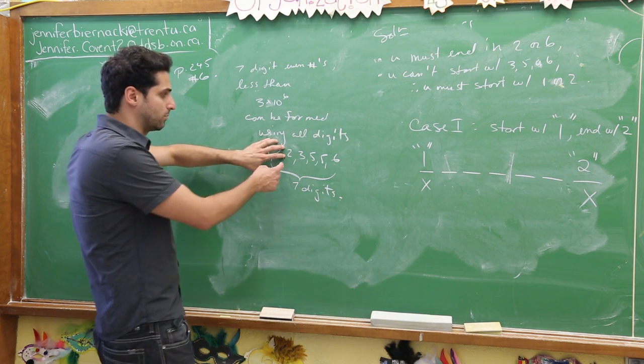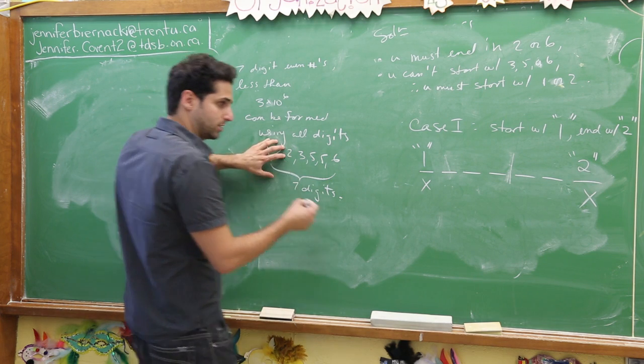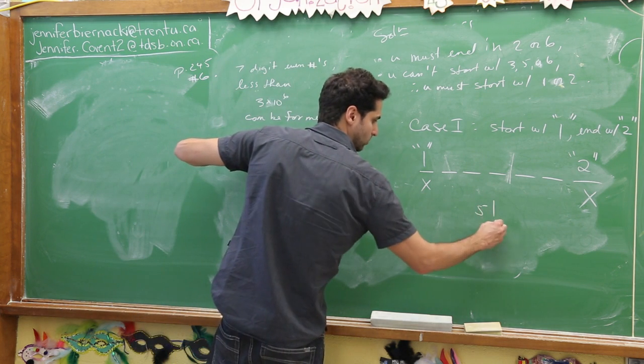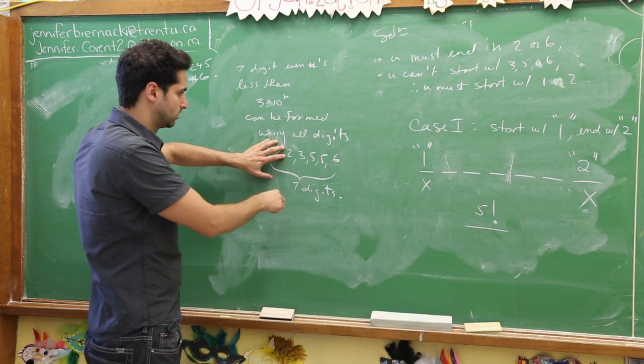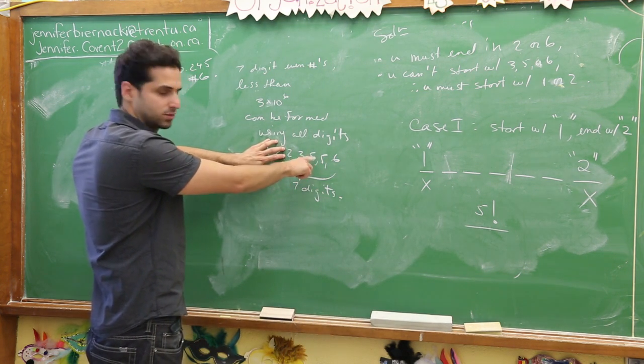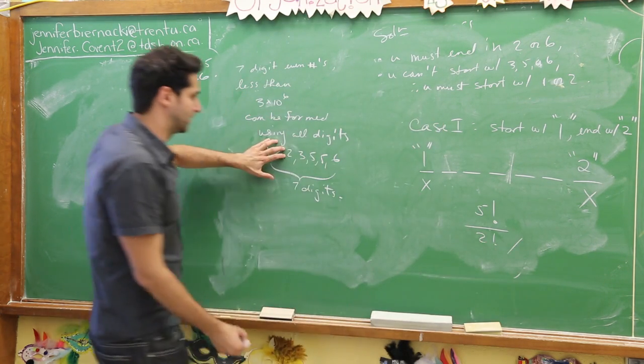What are the numbers left? I have these 5 numbers. Does the order matter? Sure it does. There are 5 left, so 5 factorial. But how many of them are identical? A pair of 5s. Okay, so that's that case.